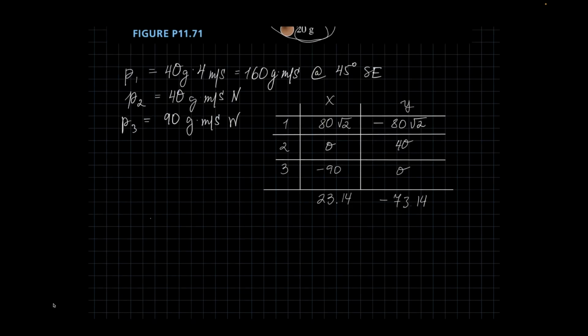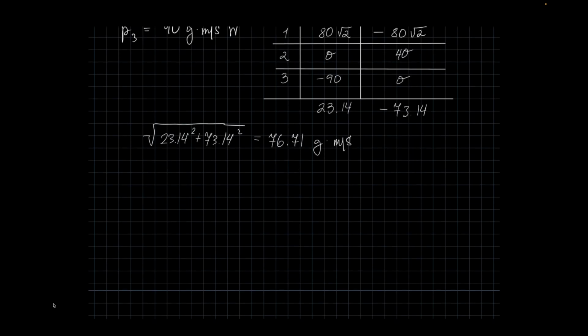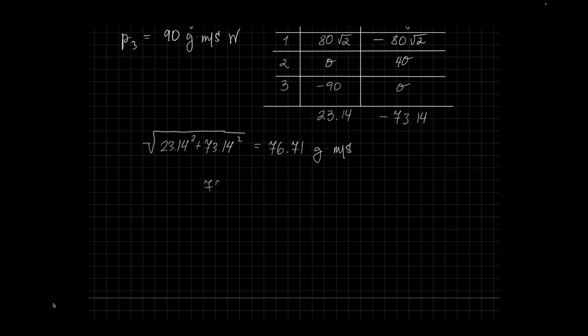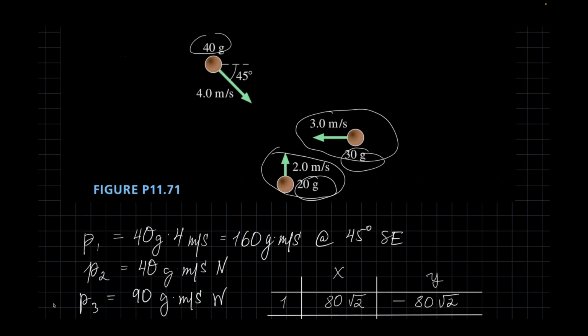Then I'm going to use Pythagorean theorem and get 76.71, so about 70. Well, I'll keep 76.71. The total mass, since I have 30 grams, 20 grams, and 40 grams, is 90 grams. So then I take my 76.71 and divide by 90 grams, 0.8523 meters per second. The answer in the textbook is a little bit off. Depends upon how they were rounding.